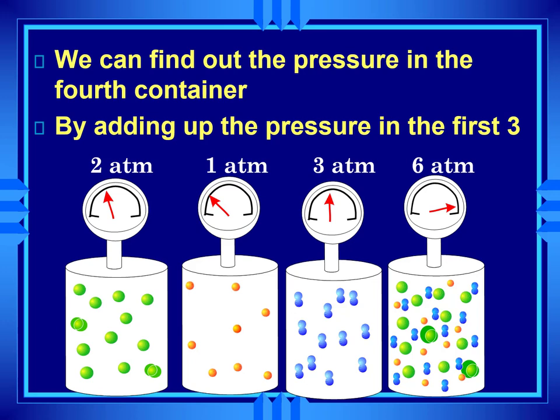And it makes sense, too. The collisions in that last one would be all the collisions you had in the first one, plus all the collisions you had in the second one, plus all the collisions you had in the third one. What Dalton's law is saying is you can pretend that the other gases aren't there. Like they don't take up any space. Right?